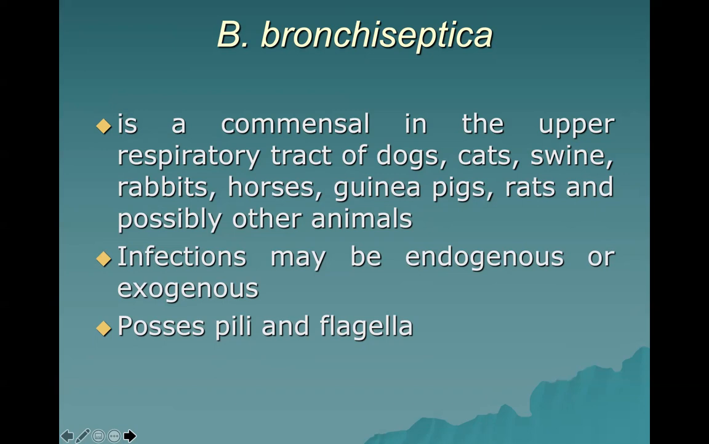When the organism gains an opportunity to cause disease, like in the presence of other viral infection, the organism can be an opportunistic pathogen. Or the infection can be exogenous, when it is acquired from an outside source. And the organism is known to possess pili and flagella.